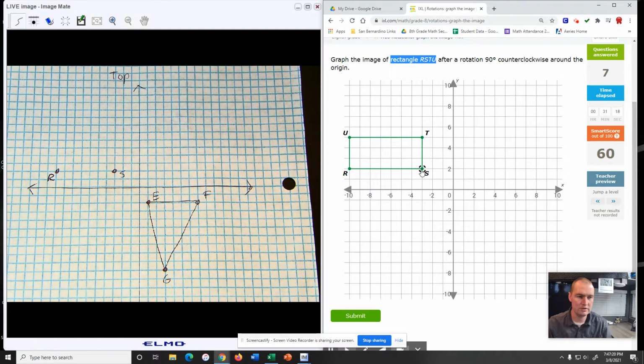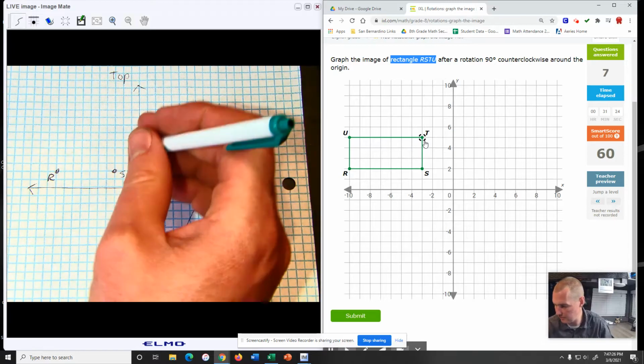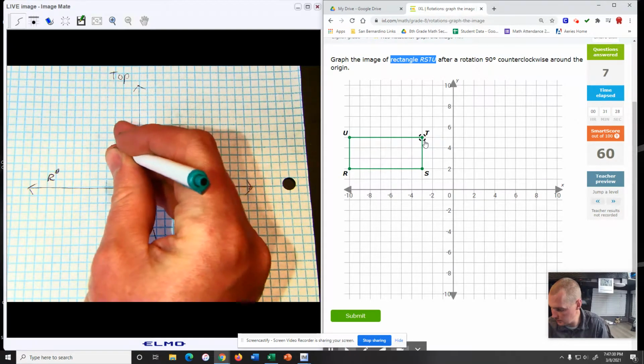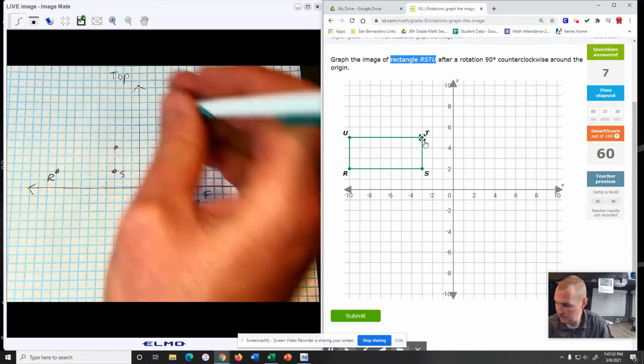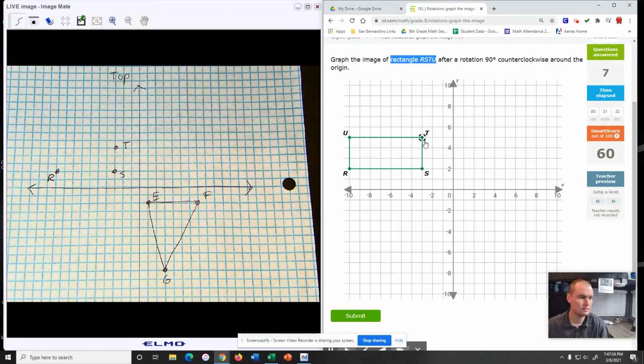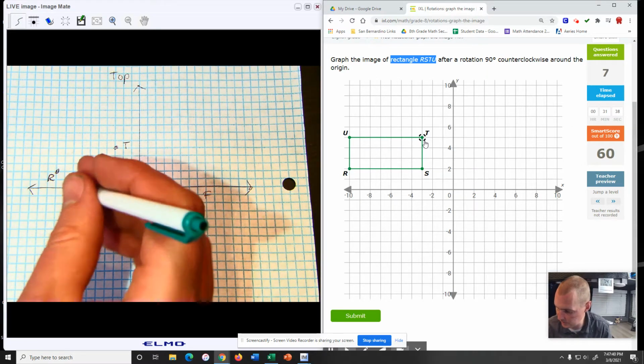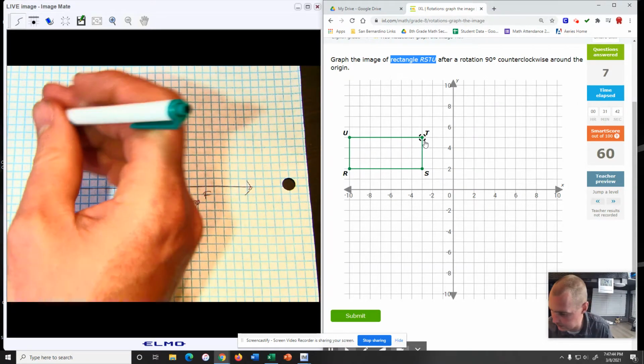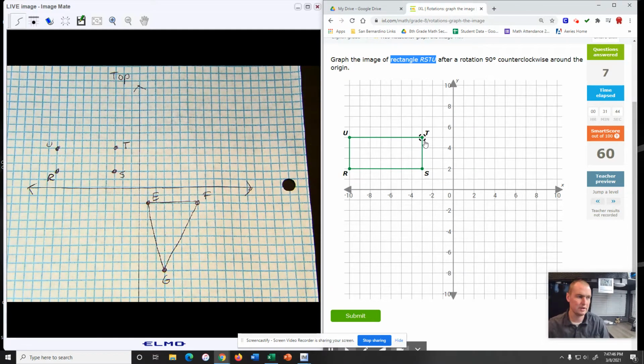If I look at my IXL, T is 3 units directly above S, so it's 1, 2, 3. So I can just match that on my graph paper. Up 1, 2, 3. And that was T. And because it's a rectangle, U has to be parallel and perpendicular to R and T. So U has to be right here. Or it wouldn't be a rectangle, right?